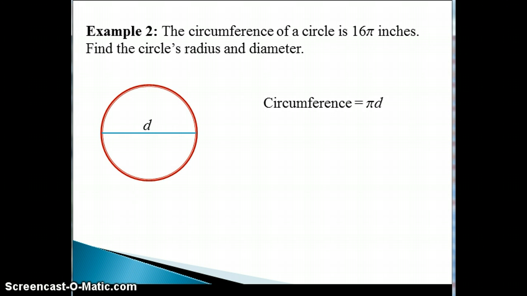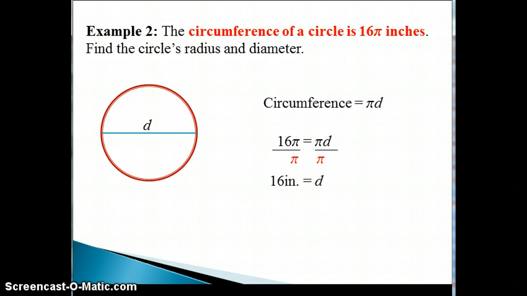Going back to the wording of the problem, since it says the circumference of the circle is 16 pi, we can substitute the word circumference with 16 pi. We now have an equation in D that we can solve, since D is the only variable here. Keep in mind that pi is just a number. So to isolate D, all we need to do is divide both sides by pi. Notice that the pi's will cancel out on both sides, which leaves us with 16 equals D. Thus the diameter of the circle is 16 inches.